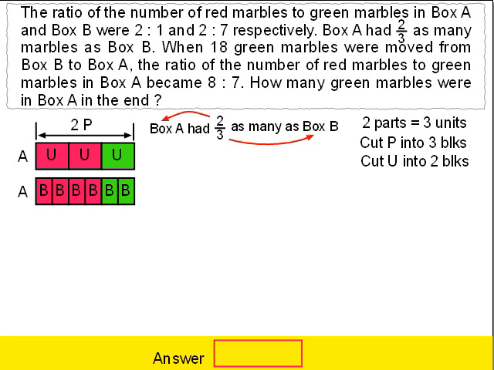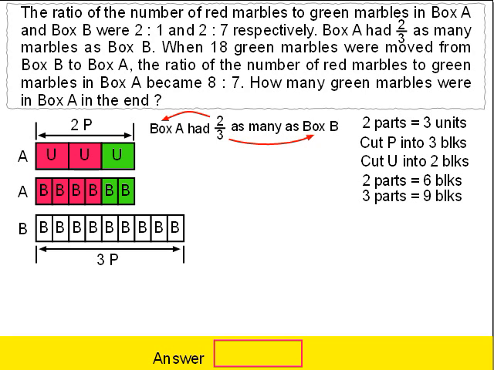Since we know that box B had 3 parts, as 2 parts is equal to 6 blocks, therefore 3 parts will be equal to 9 blocks. Alright, and the ratio in box B given to us is 2:7. That means to say, out of these 9 blocks, 2 blocks belong to red and 7 blocks belong to green.